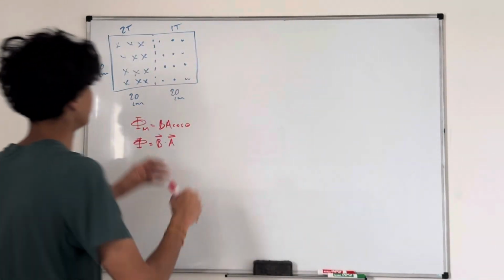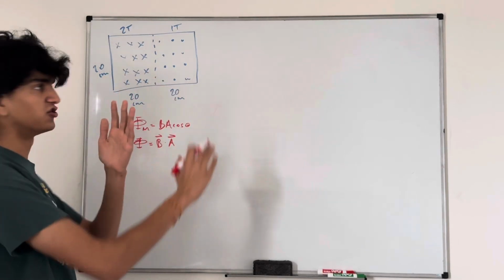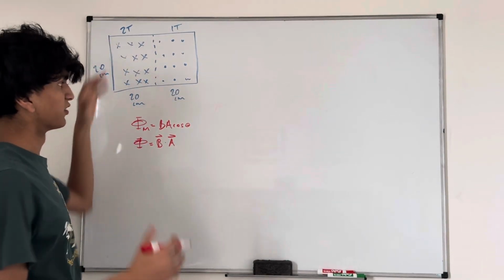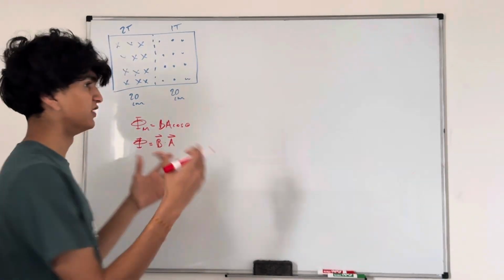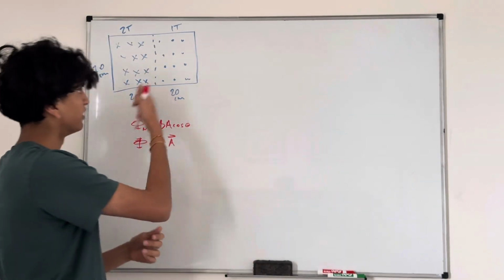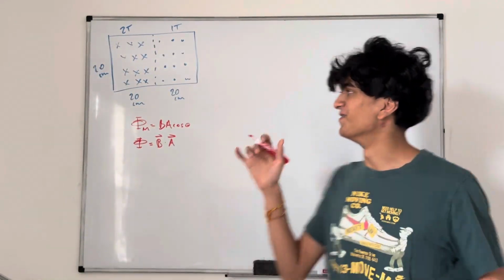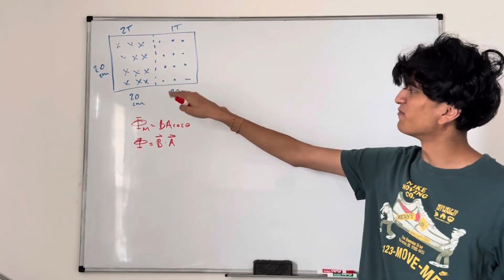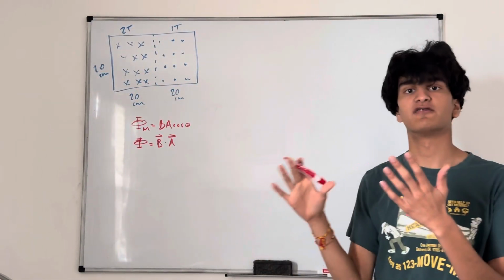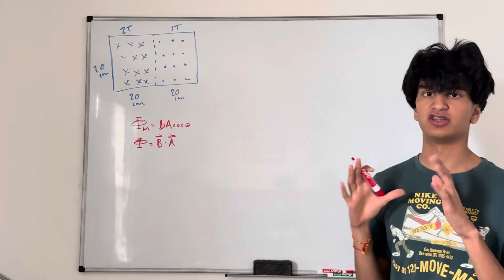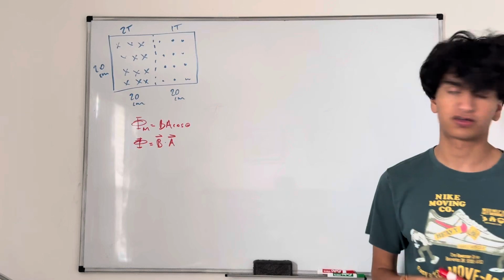But the point is that they're kind of fighting each other. One of these is going to create a positive flux. One of these is going to create a negative flux. They're kind of like fighting each other. If they're both in the same direction, they'd both be creating positive flux.